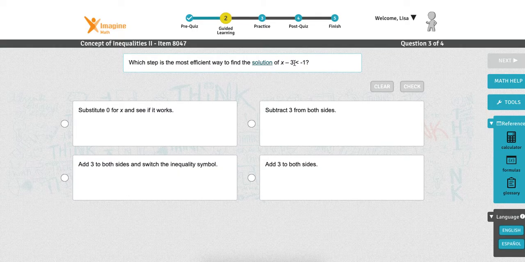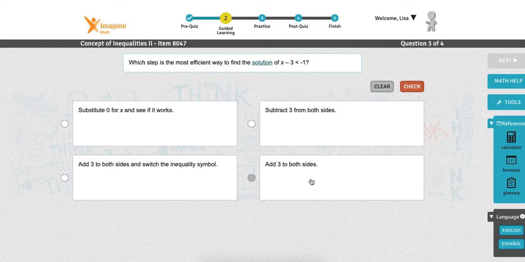So that would have given us the solution, but it didn't say that. It says which is the most efficient way to find the solution, okay? Well, what did we do? We did the inverse operation with this -3. So what's the opposite of -3? +3. And we did it to both sides. So we are going to add 3 to both sides.